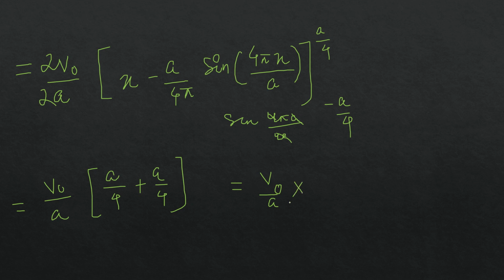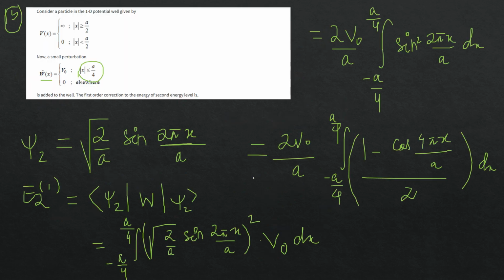V naught by a into a by 2. So the a cancels out, and the answer will be V naught by 2. My bad, V naught by 2. This is your first order correction to the energy of the second energy level. The options are not there, so the answer will be V naught by 2.